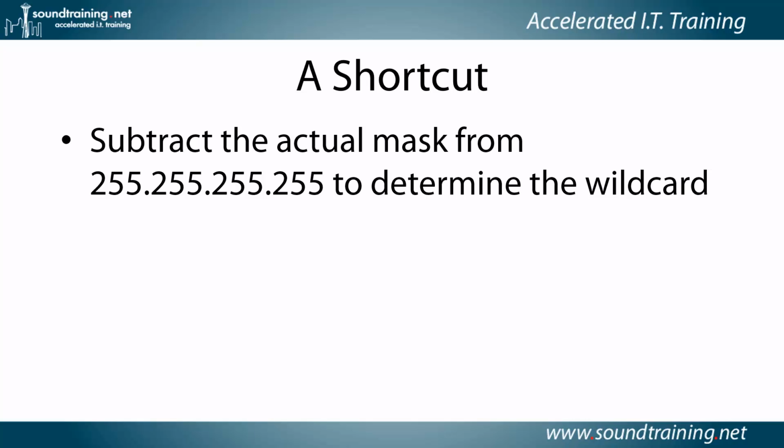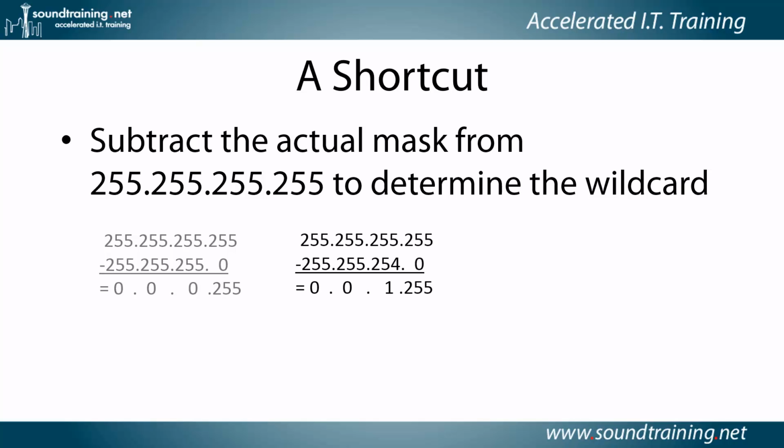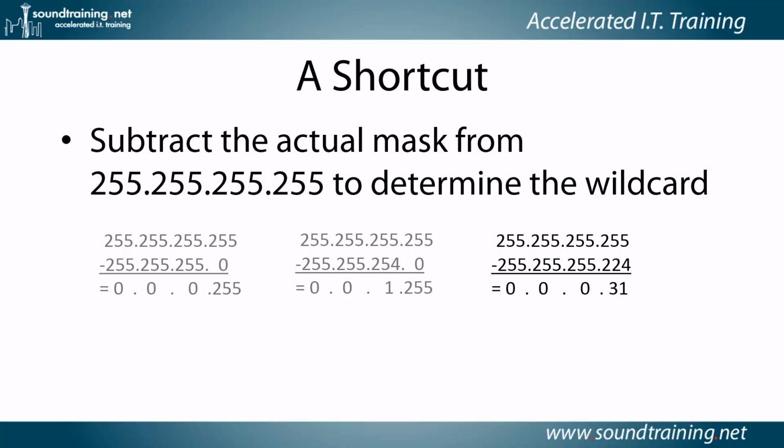Now, here's a shortcut that you can use to figure out what the wildcard actually is, the inverse mask. You just subtract the actual mask from 255.255.255.255. Here's an example. If we have a 24-bit mask, the actual mask would be 255.255.255.0. When we subtract it from that string of 255s, we end up with 0.0.0.255. Here's another one. 255.255.254.0. Subtract it from that string of 255s, and you end up with 0.0.1.255.